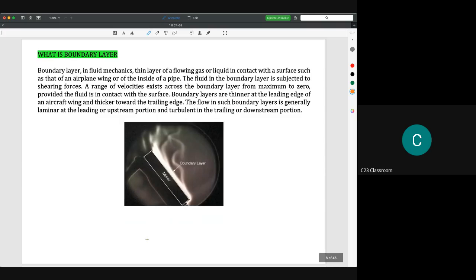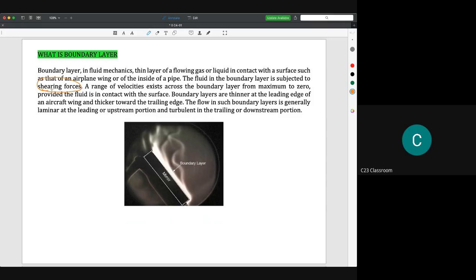So, what is boundary layer? I think you already know about this one. Boundary layer in fluid mechanics is a thin layer of a flowing gas or liquid in contact with a surface, such as that of an airplane wing or of the inside of a pipe. The fluid in the boundary layer is subjected to shearing force. As I said previously, it comes from the shear force.